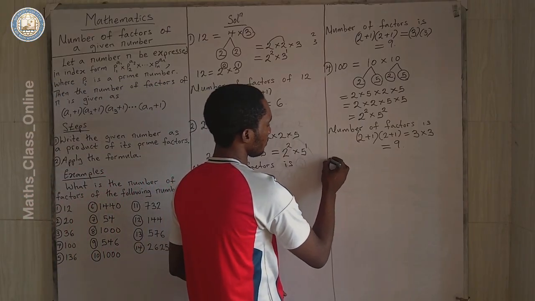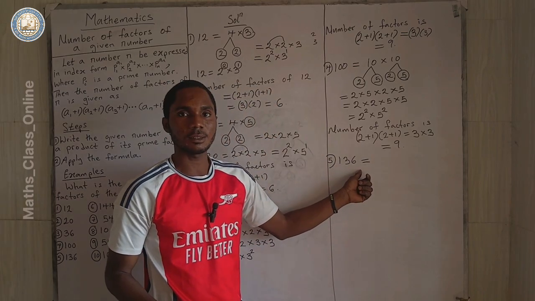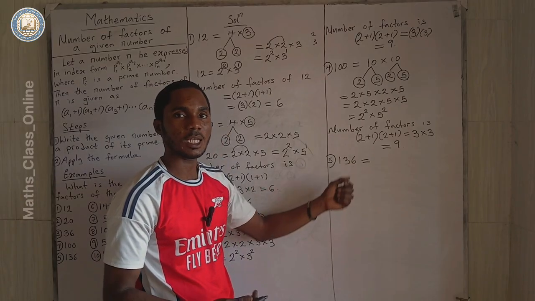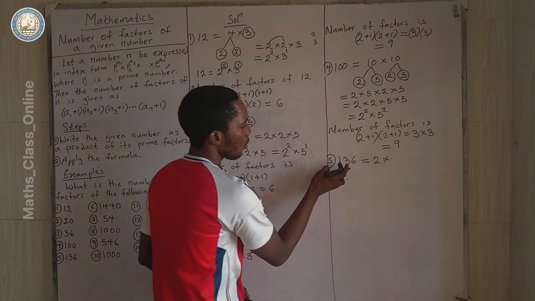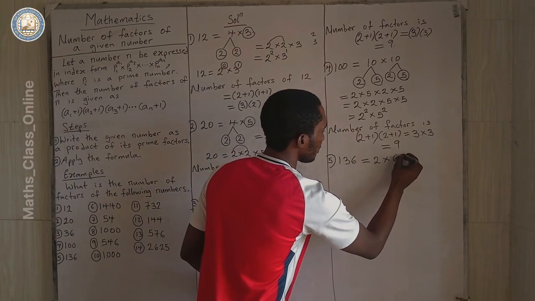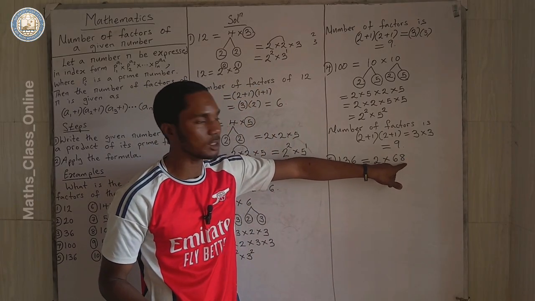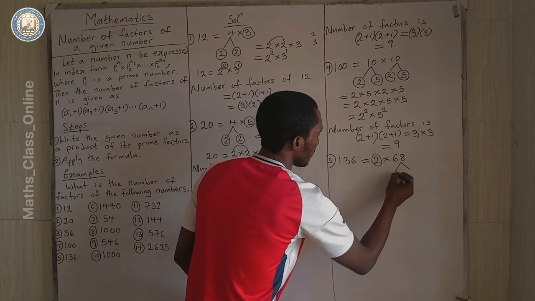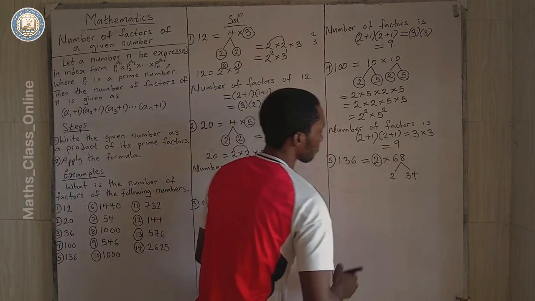136. Let's use the divisibility test. The last digit here is what? 6. That means this number is divisible by 2. 136 divided by 2 will give us 68. 68 is also divisible by 2 because the unit digit is 8. 68 divided by 2 is 34.